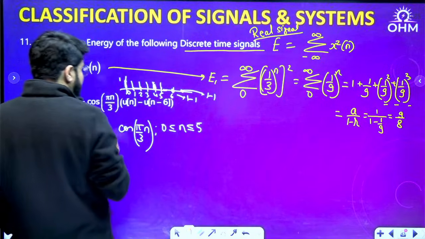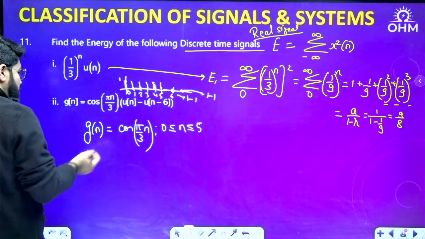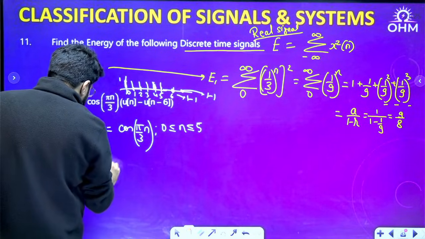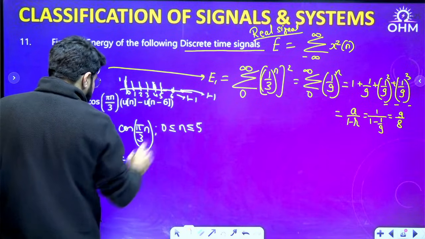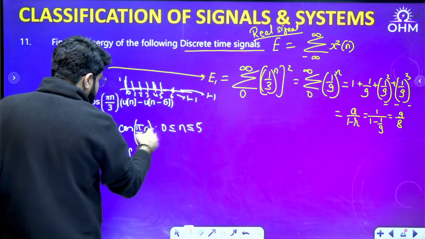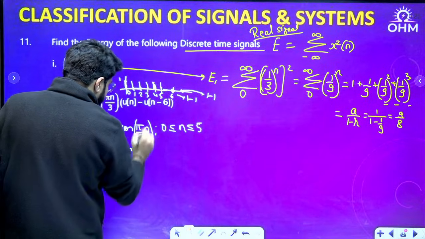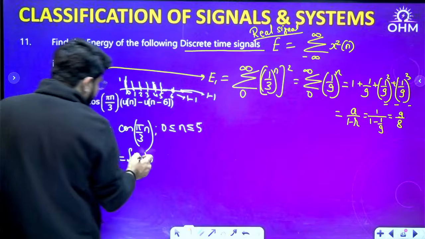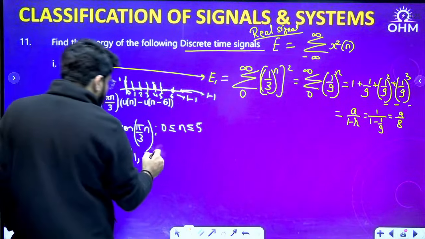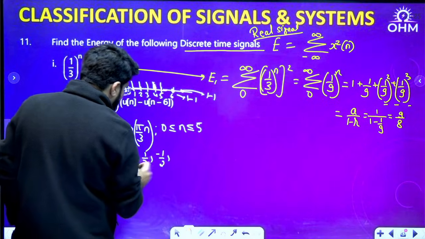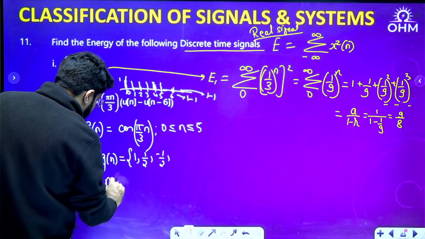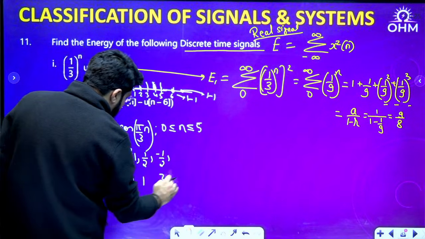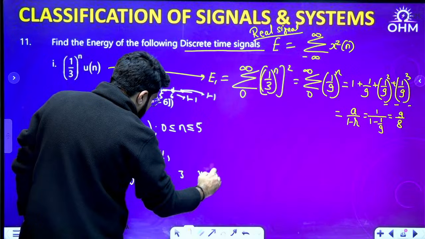Okay, so now when n is only between 0 to 5, let me actually calculate the values of this signal. It's going to have only 6 samples here. Starting with 0, cos 0 is 1, then cos pi by 3. So cos pi by 3 means 1 by 2, cos 60 degrees. Then n equal to 2, so cos 2 pi by 3 is minus 1 by 2. I'll write down for your reference n values 0, 1, 2, 3, 4, 5.